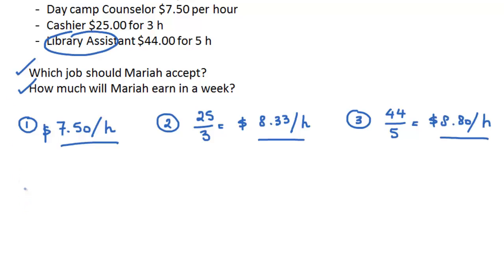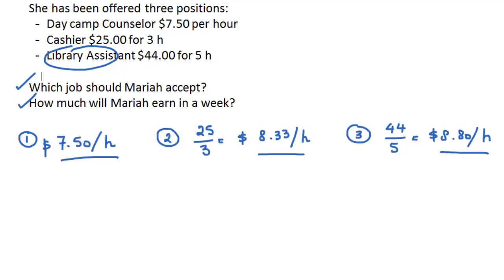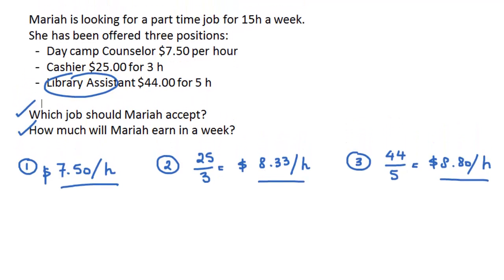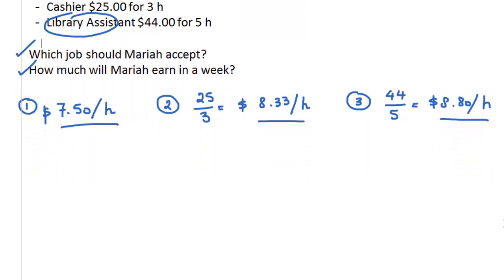Now, how much will Maria earn in a week? We know that they offer her $44 for 5 hours or $8.80 per 1 hour. Now, if she gonna work for 1 week, we know from the beginning, it's saying that Maria is looking for a part-time for 15 hours a week. She cannot do more than that because it's part-time. So I can say Maria works 15 hours a week.